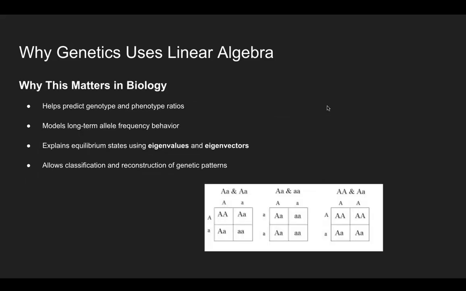How genetics uses linear algebra. Why this matters in biology: it helps predict genotype and phenotype ratios, models long-term allele frequency behavior, explains equilibrium states using eigenvalues and eigenvectors, and allows classification and reconstruction of genetic patterns. And here's just a quick Google image of a Punnett square and how the parents' alleles affect the outcome of the children and the probability and stuff.